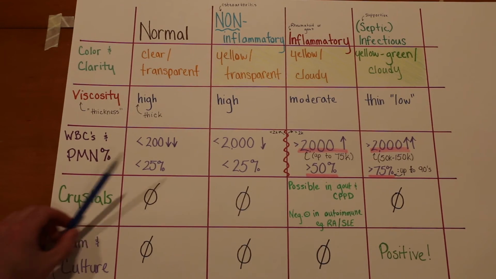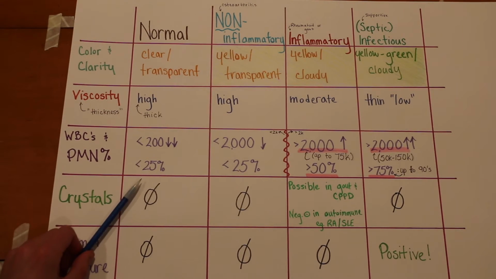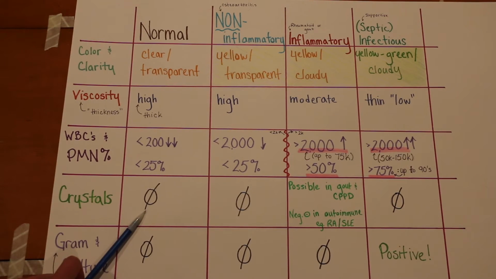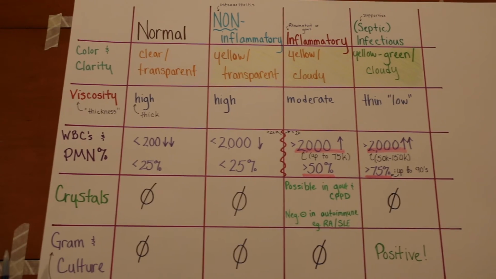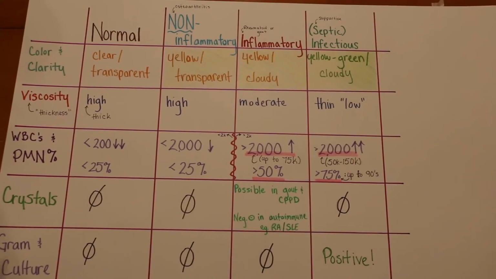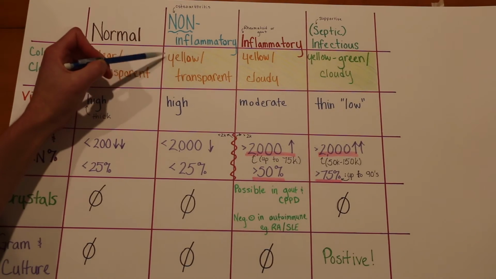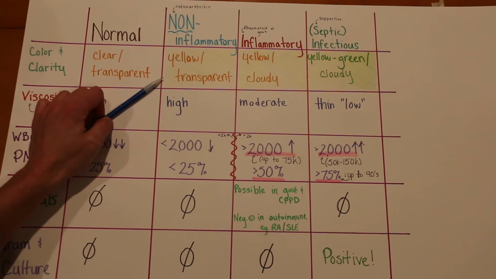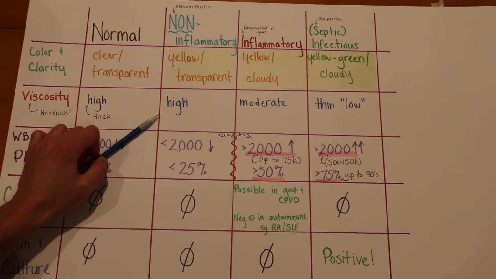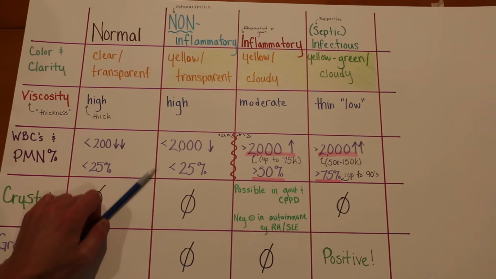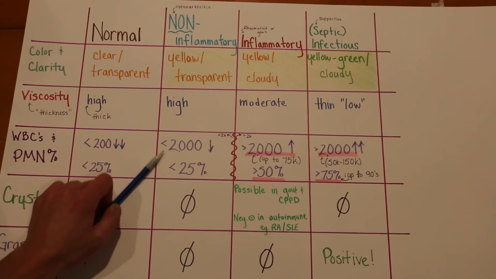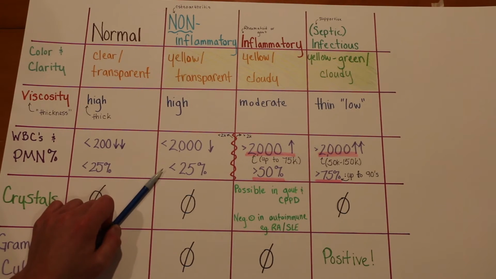There will be less than 200 white blood cells and less than 50 total or 25% PMNs. Obviously, there should be no crystals, negative gram stain, and culture. In a non-inflammatory joint, for example, a patient with osteoarthritis, the joint fluid is a light straw color to yellow, but again transparent with a high viscosity. It's thick. There is elevated white cells, but still less than 2,000 in total, and this is due to irritation of the joint from loss of the cartilage or trauma.